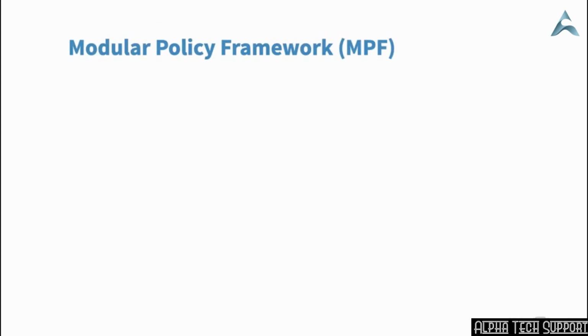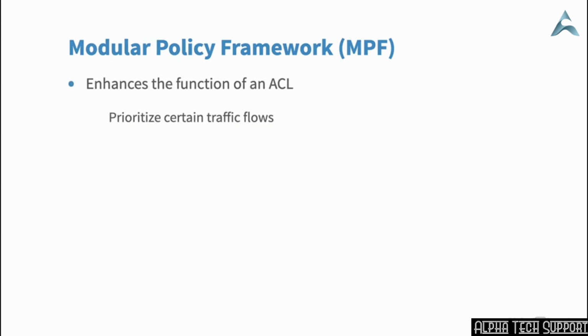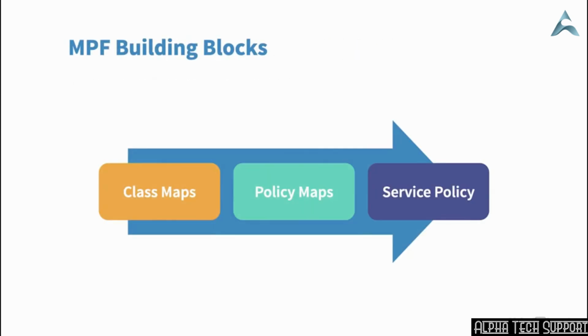An access control list can filter Layer 3 and Layer 4 traffic. However, the Cisco Modular Policy Framework enhances the function of an access control list by providing policies to prioritize certain traffic flows, rate limit bandwidth for specific applications, and ensure quality of service. The Modular Policy Framework has 3 building blocks: class maps, policy maps, and service policies.